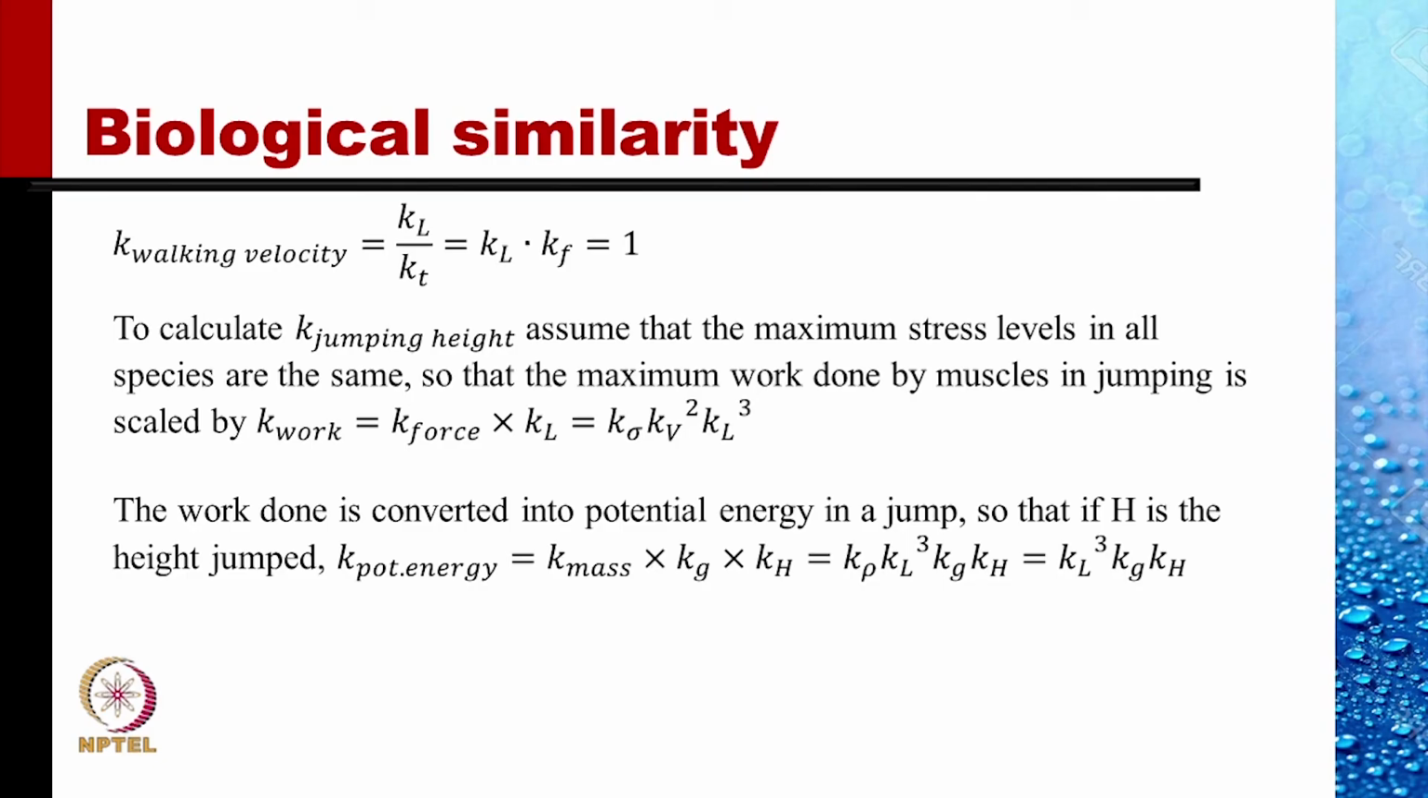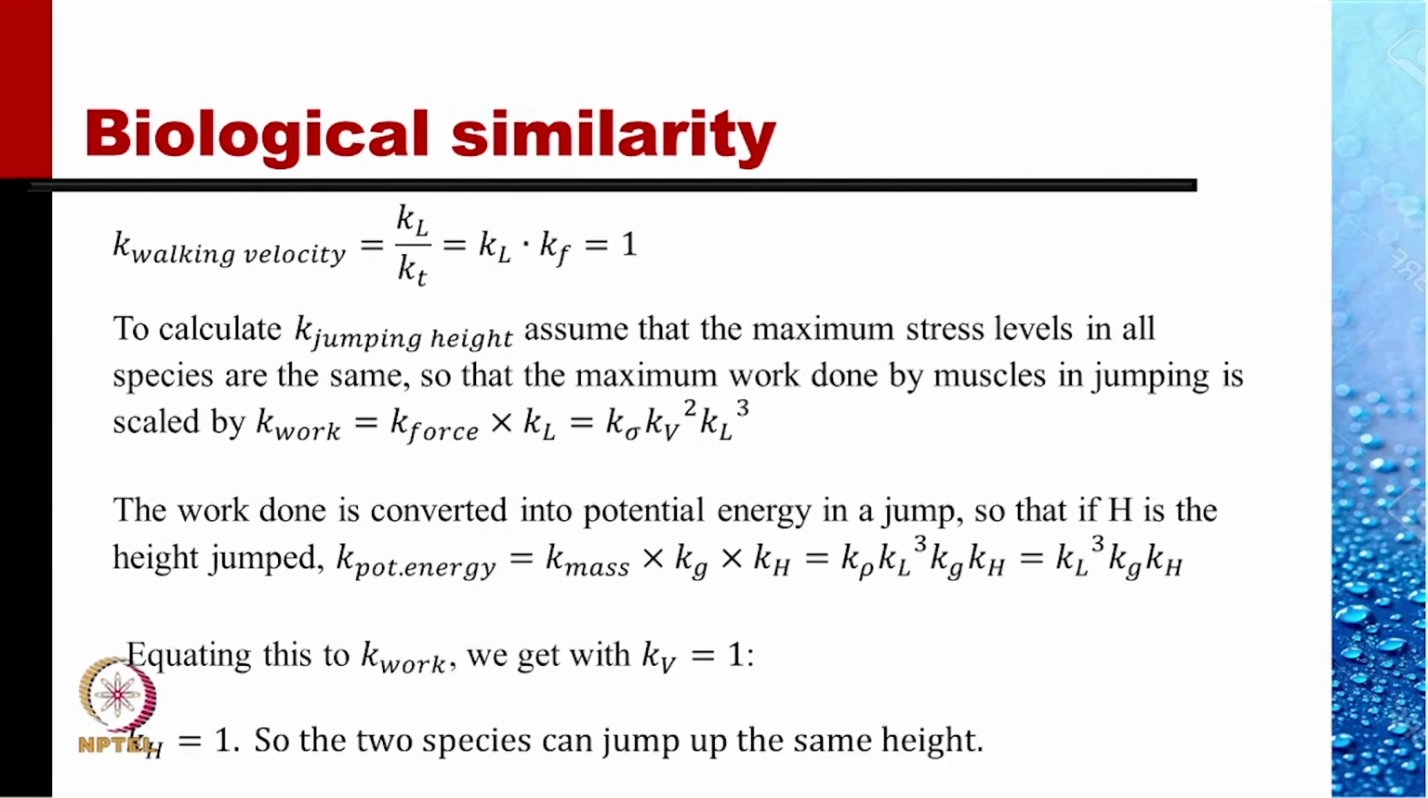This work done is converted into a potential energy in a jump, and if capital H is the height jumped, K potential energy is equal to K mass times Kg, the acceleration due to gravity, times Kh. And for K mass, we put K rho times KL cubed, Kg and Kh. And Kg is equal to 1. This is KL cubed, Kg, Kh.